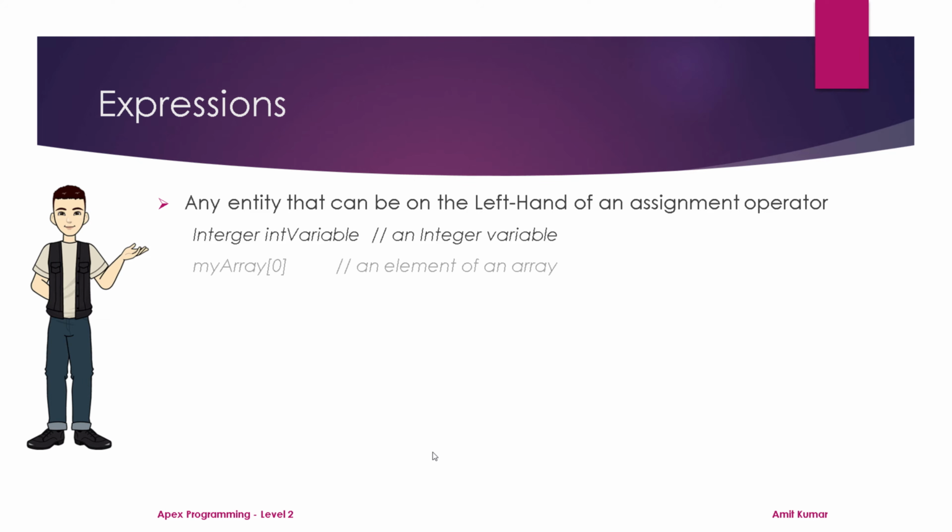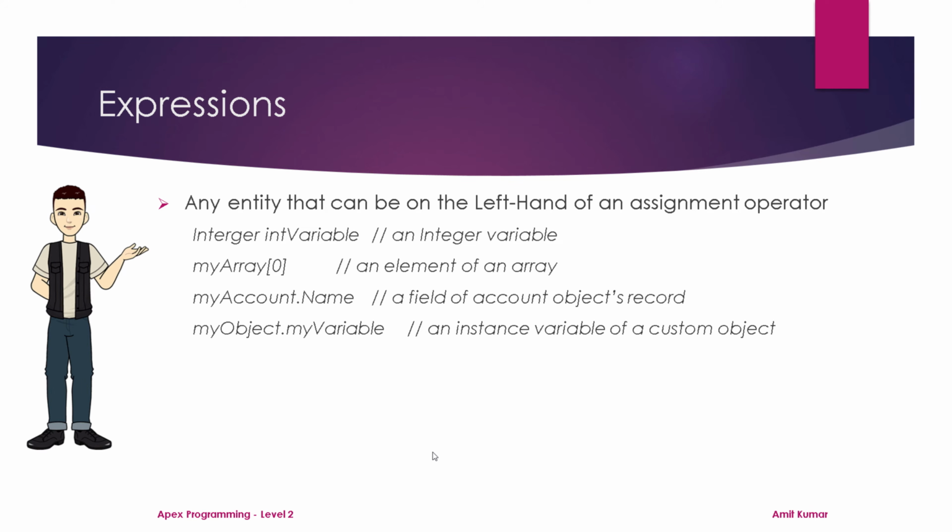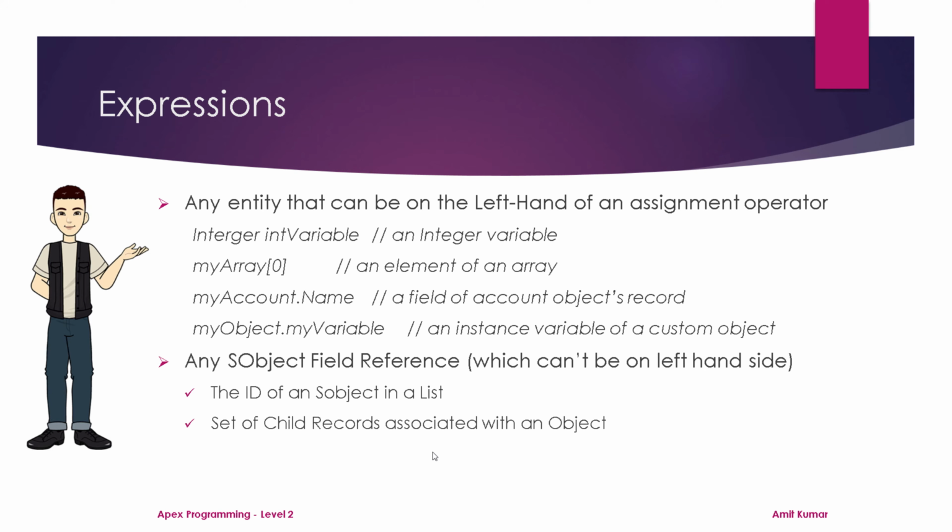Any entity that can be on the left hand side of an assignment operator. So any integer variable or any variable of any specific data type can be on the left hand side. Any element of an array, any specific instance, any specific field of any specific SObject, any specific instance variable of a custom object, they all can be on the left hand side and hence they all are valid expressions in Apex.